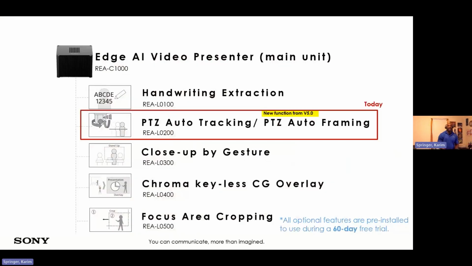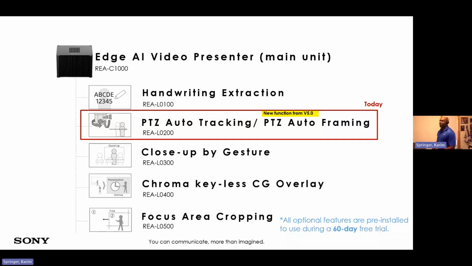Those licenses are handwriting extraction, PTZ auto tracking and auto framing, close-up by gesture, chroma key, CG overlay, and focus area cropping. But for today's presentation, I'm going to be focusing solely on handwriting extraction and PTZ auto tracking and auto framing, because those are the two most popular applications used.